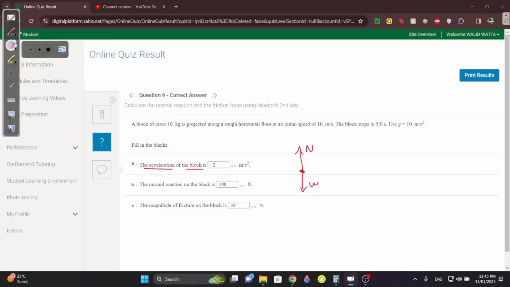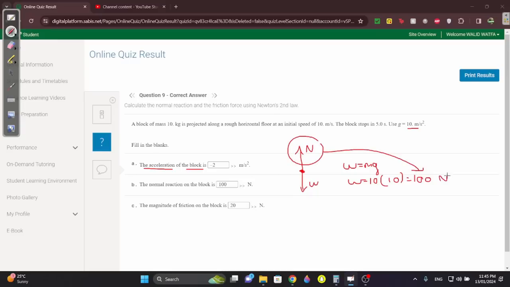If you want to find the normal reaction, you should find the weight. Weight equals mass times gravity, gravitational acceleration, I mean. The mass is 10. Gravitational acceleration is given as 10. So the weight is 100, and the normal reaction will also be 100 newtons.